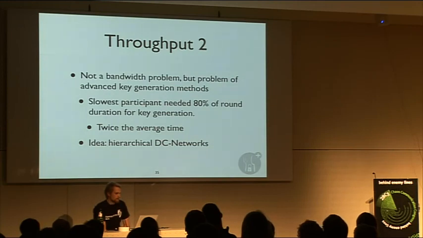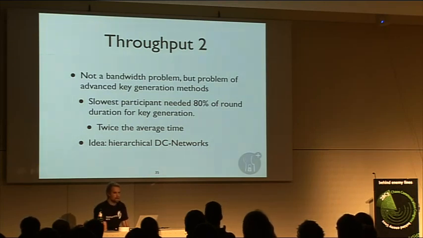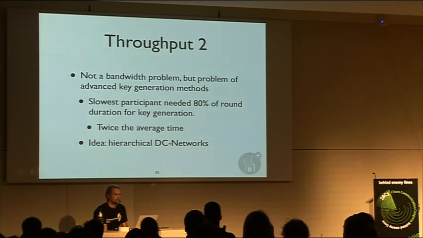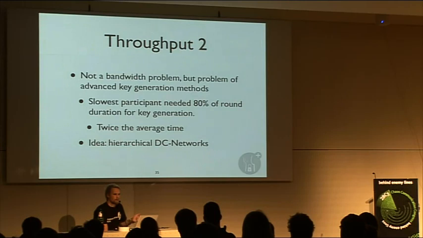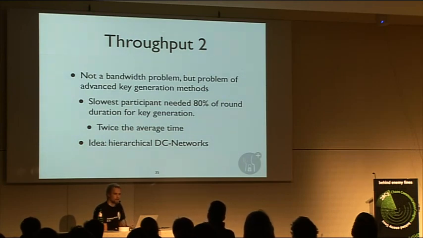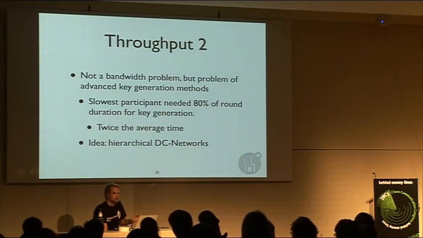And I found out that it's not a bandwidth problem, but a problem of the advanced key generation method. And DC networks are synchronous, so it depends on the support of every participant. And in general, the participants need about 40% of a round time for key generation. But the slowest participant always needed around 80% of the round time. So they were very, very slow.